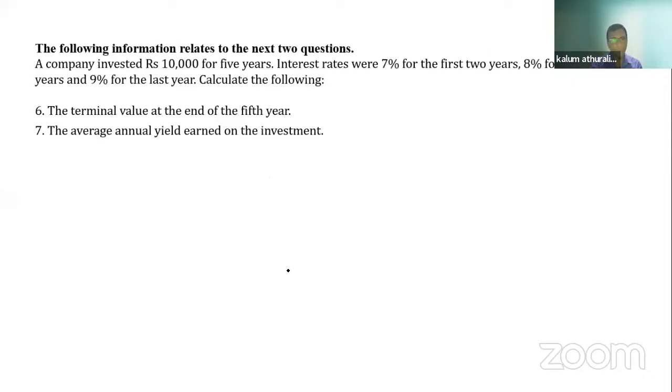Right, next. Following information related to the next two questions, 6 and 7. The company invests 10,000 for 5 years. Interest rates were 7% for the first 2 years, 8% for the next 2 years, and 9% for the last year. Calculate the following. First one.